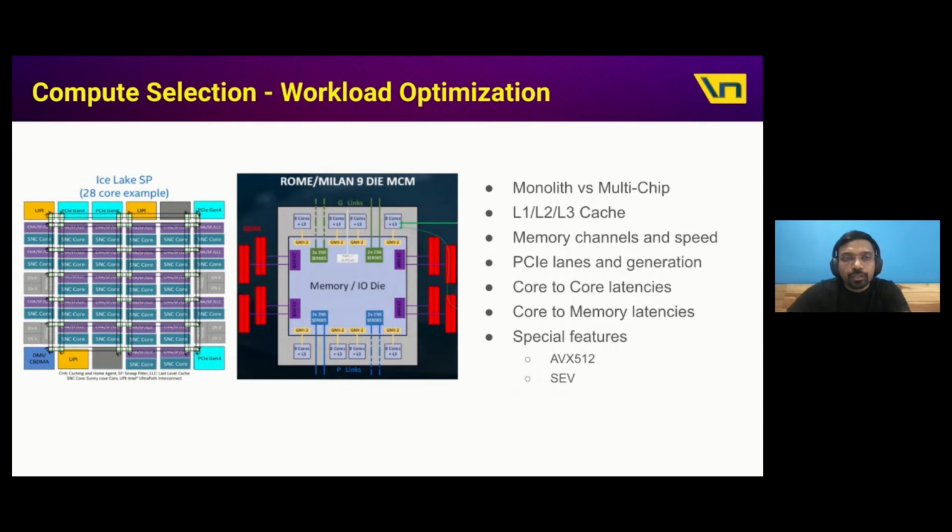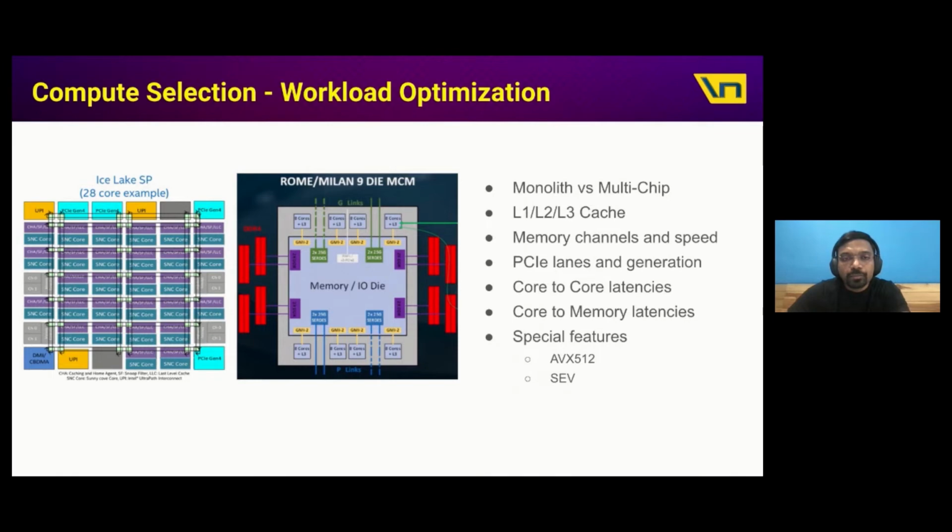First is the CPU design itself. For example, the monolith design in Intel Scalable processors versus the multi-chip module or MCM design in the AMD EPYC, which can decide how we need to schedule VMs and also the bin packing. Next, the size and design of the CPU caches. For example, the large unified L3 cache in Intel versus the much larger but segregated L3 caches in AMD, which can impact database performance.